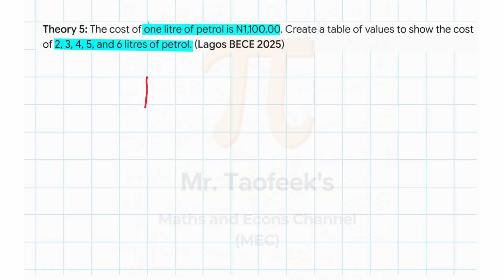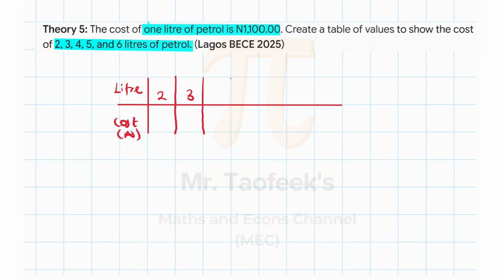All you have to do, you have to draw a table. Okay. So this one is going to be the liters of petrol, and then the cost. Okay, I'm going to put the Naira sign there. So we are looking for the cost for what? We have to show the cost for 2 liters of petrol, 3 liters of petrol. Okay, I think I need to make more space because I need to write the values. So 2 liters of petrol, 3 liters of petrol, 4 liters of petrol, 5 liters of petrol, and then finally 6 liters of petrol.